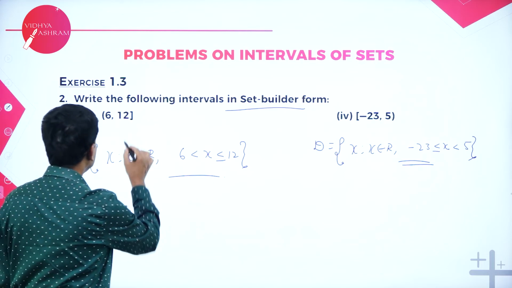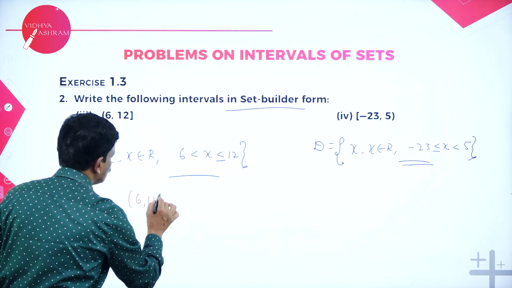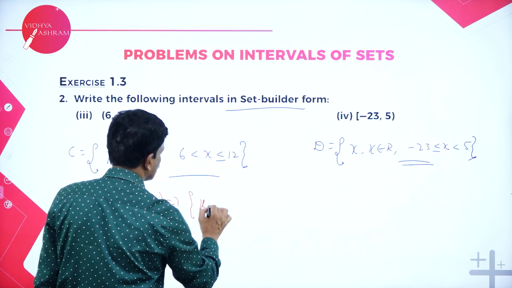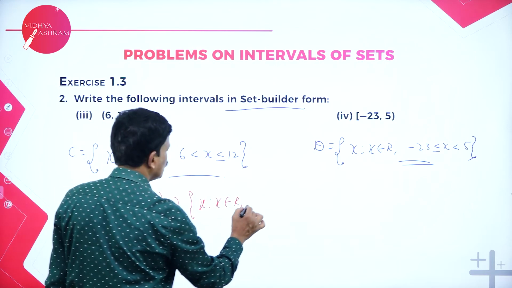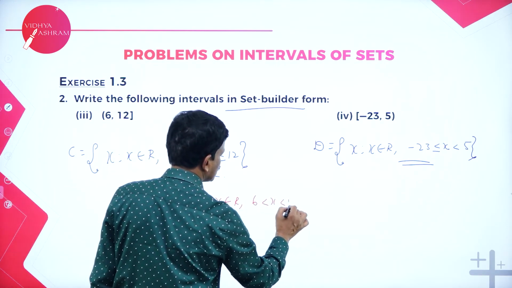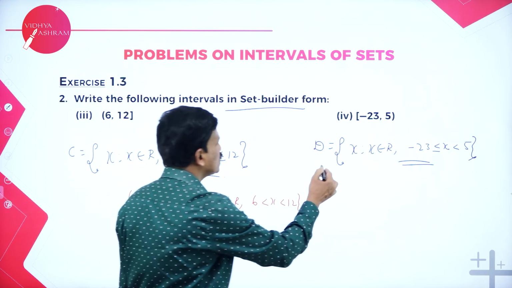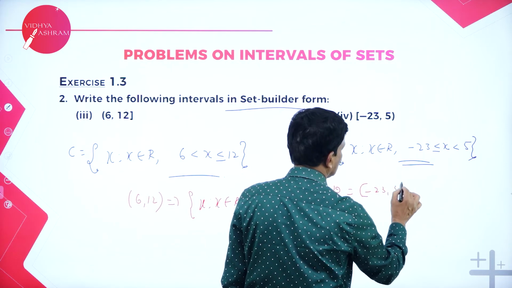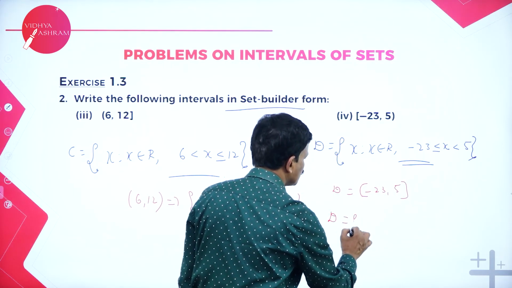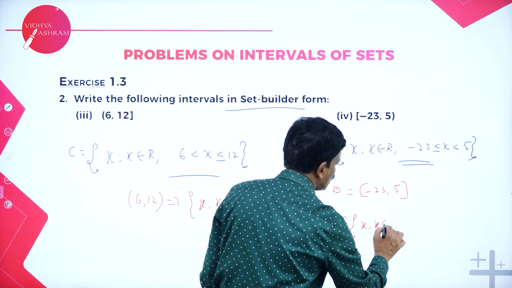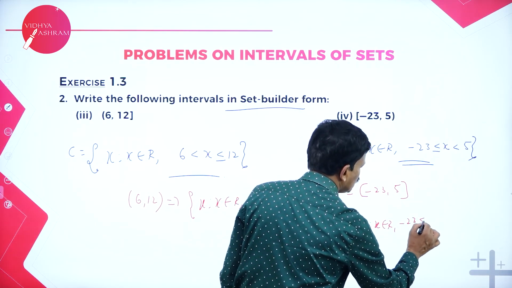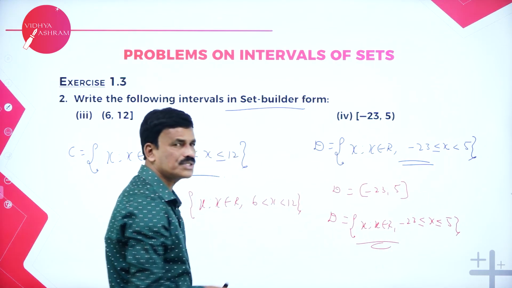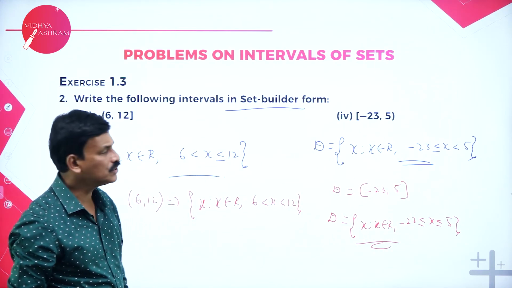If the interval is (6, 12), an open interval, then I can write the set builder form as x such that x belongs to real numbers, 6 less than x less than 12. Suppose if this is [-23, 5], I can write this as x such that x belongs to real numbers, -23 less than or equal to x less than or equal to 5. See the difference between these two. Okay, this is how we are going to represent.